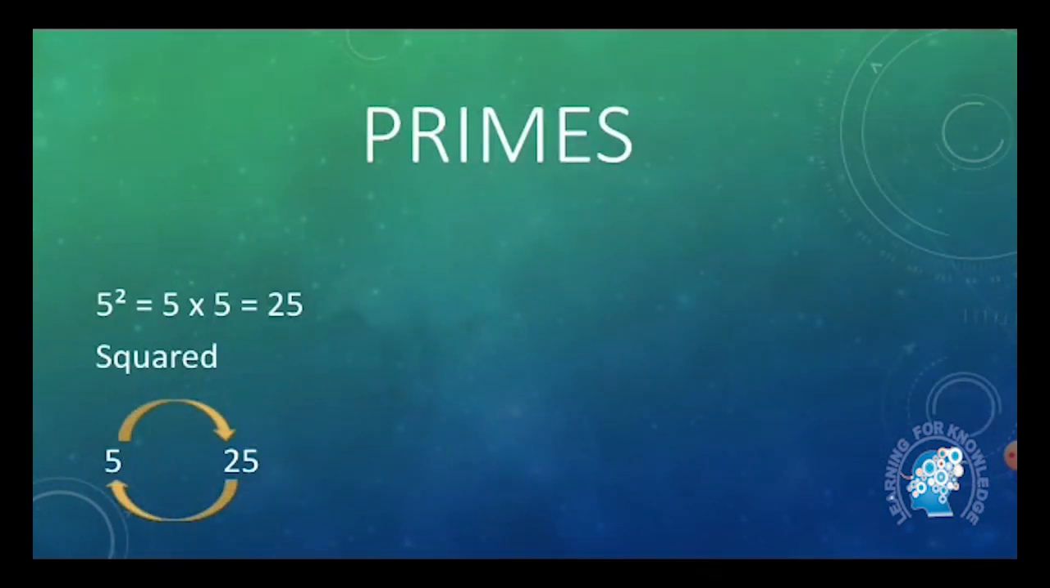This is the method of finding the square. If we write a number 5 squared, it will be equal to 5 multiplied by 5. And if we multiply 5 by 5, we will get 25. So we can say that 5 squared equals 25. So these 2 arrows show that 5 squared equals 25.